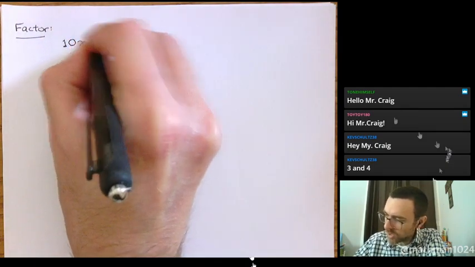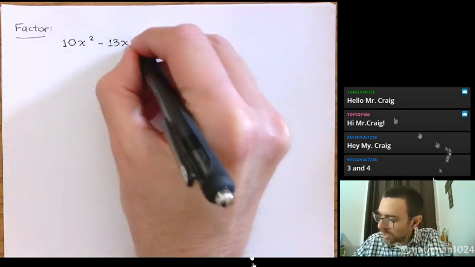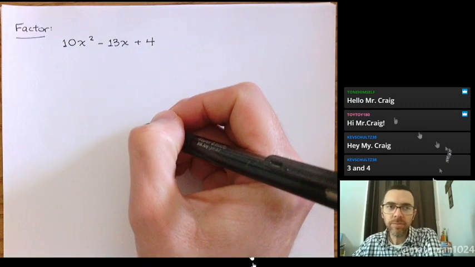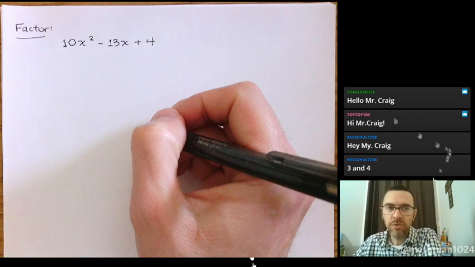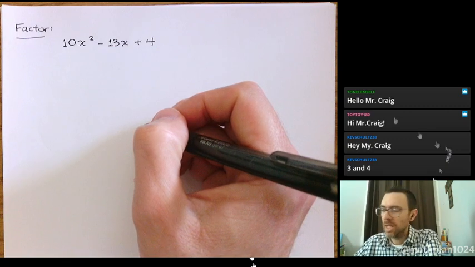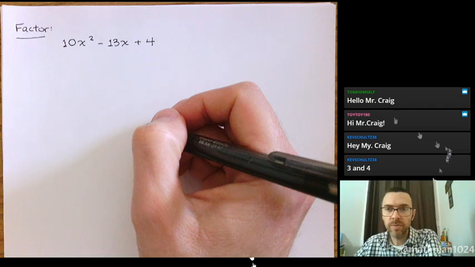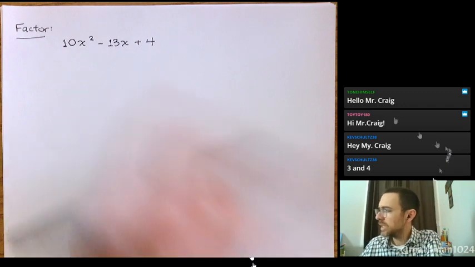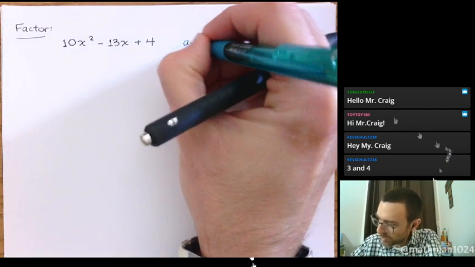So let's take 10x squared minus 13x plus 4. All right, so the first thing I want to do is to see, is there a common factor for all three terms? And I think it's pretty clear that there is not a common factor for all three terms. Right, 13 is prime, and so he just kind of ruins it for everybody else. So then off to the side, we can do the AC method.